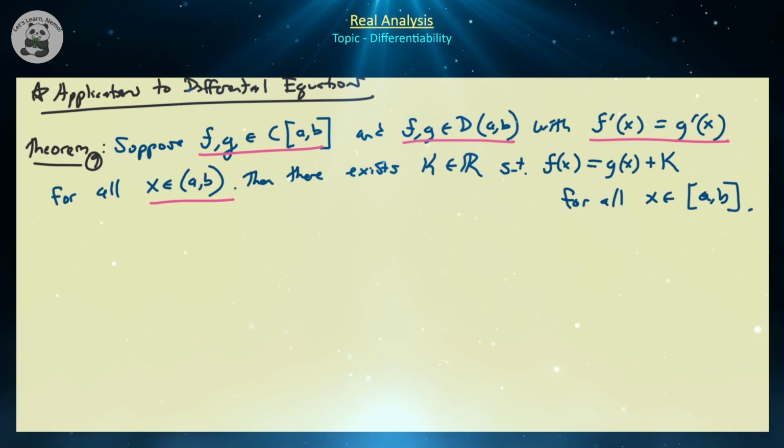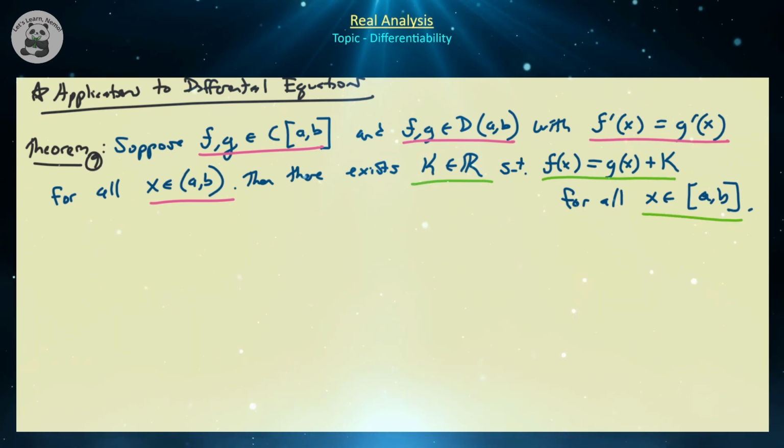Then there exists a constant k in the set of real numbers, such that f of x equals g of x plus k for x in this closed interval ab. Some people will use c to represent your arbitrary constant. I'm just avoiding c to avoid confusion with the continuity class of functions.